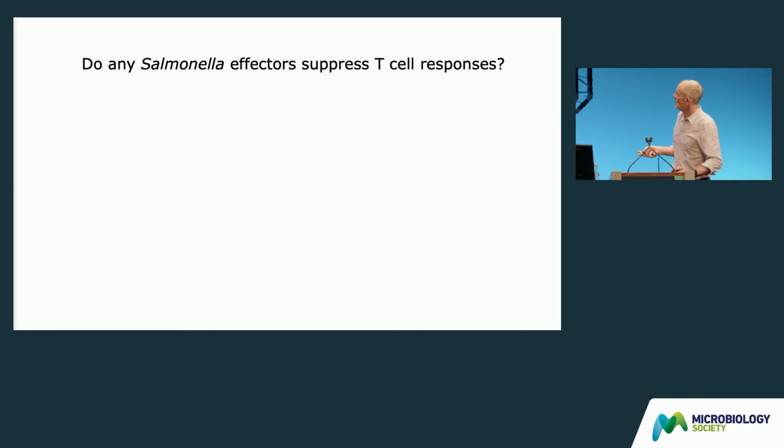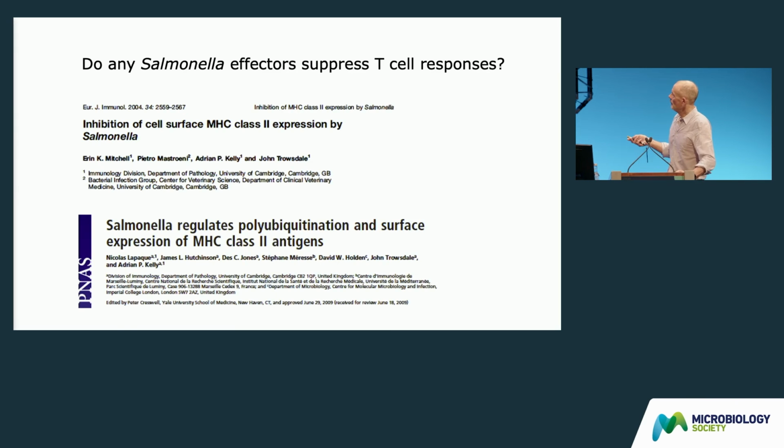So that begs the question, do any of these SPI-2 effectors suppress T-cell responses? Well, it was already known from quite a few studies, here's a couple of examples, that Salmonella seems to be able to inhibit surface class II expression on dendritic cells, and that this process seemed to involve ubiquitination of surface MHC2. But the effector responsible and the mechanism were not understood.